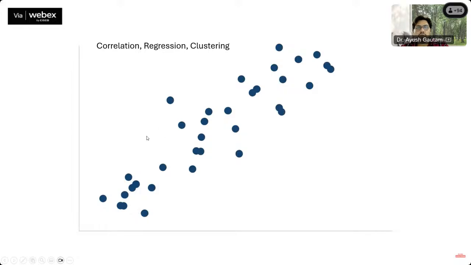Then whenever we are going for the correlation, regression, clustering, those kind of analysis, then we usually plot the scatter chart. Okay, so it depends on what kind of mathematical analysis we are doing. So whenever we do correlation, regression, or the clustering, then it is called the scatter chart. Okay.